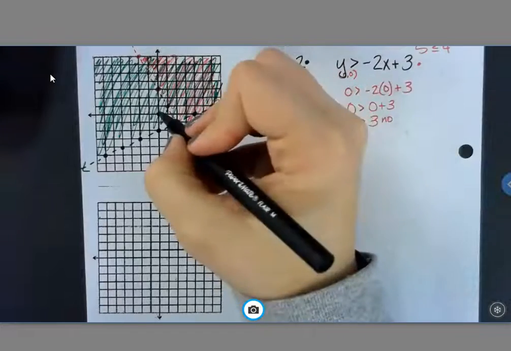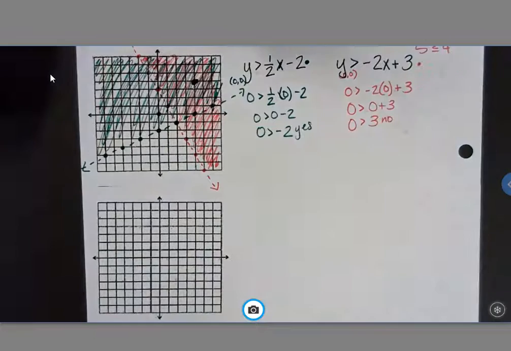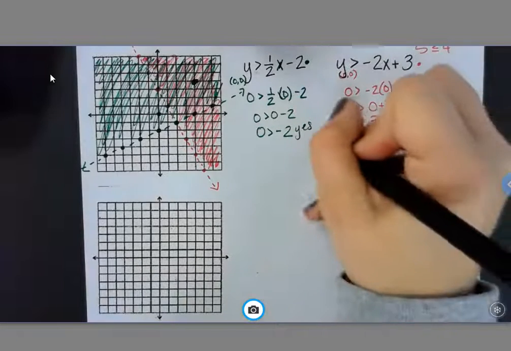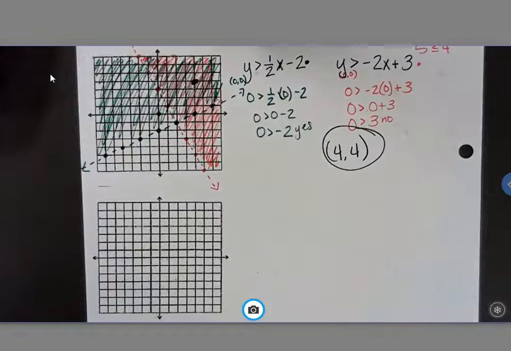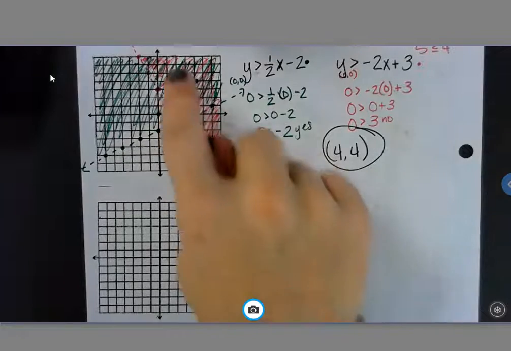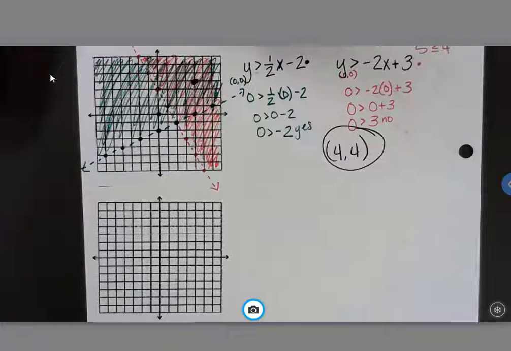Remember, for your final answer, you must pick out a point that works. So pick out a point within that region, and you have to write it down off to the side. This tells me that you know exactly where the double shaded region is. Again, your point can be different because there are lots of points that work in that section.